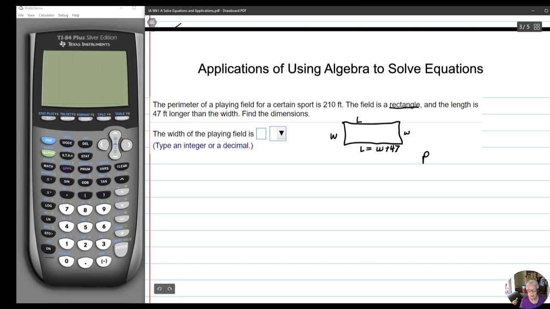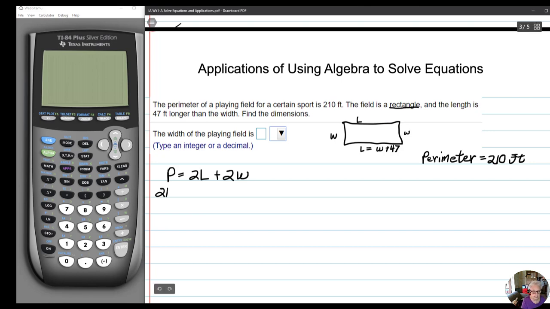Now we're told the perimeter. The perimeter is like a fence around the outside. How long is that fence? It's the perimeter. The perimeter is 210 feet. That means that if you add up these four sides, they'll equal 210. We do have a formula. Perimeter equals 2L, 2 times the length, plus 2 times the width. Because there are two lengths and there are two widths in a rectangle.